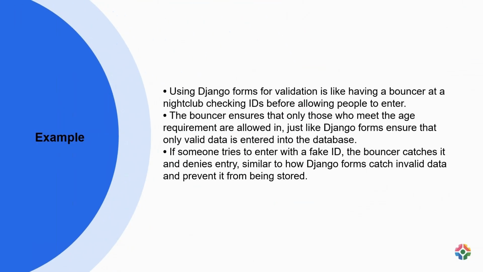Using Django Forms for validation is like having a bouncer at a nightclub checking IDs before allowing people to enter. The bouncer ensures that only those who meet the age requirement are allowed in, just like Django Forms ensure that only valid data is entered into the database. If someone tries to enter with a fake ID, the bouncer catches it and denies entry, similar to how Django Forms catch invalid data and prevent it from being stored.